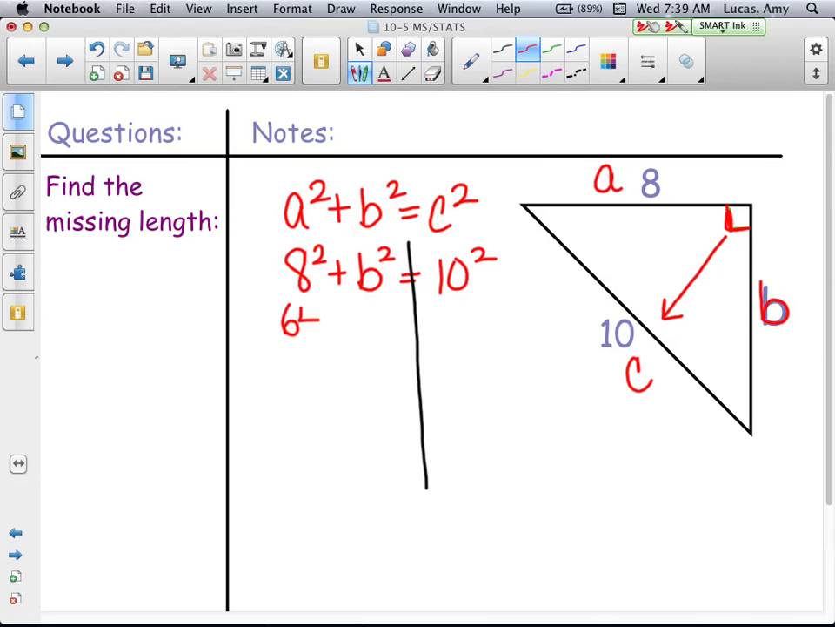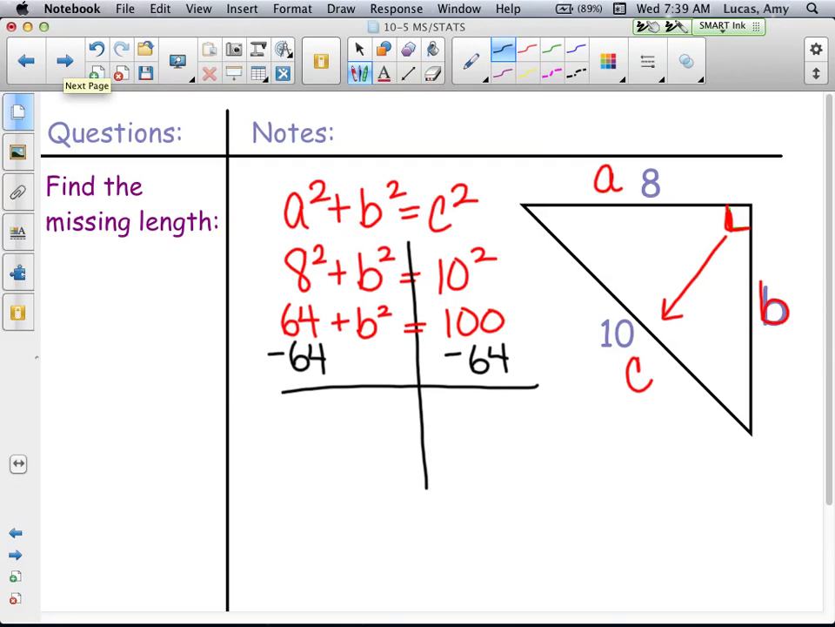Squaring 8 gives me 64, and squaring 10 is 100. Now, if you look at where the variable is, b squared is on the left side, and it's being added to 64. So I will need to subtract 64 because I'm trying to get my variable by itself. So b squared is now equal to 36.